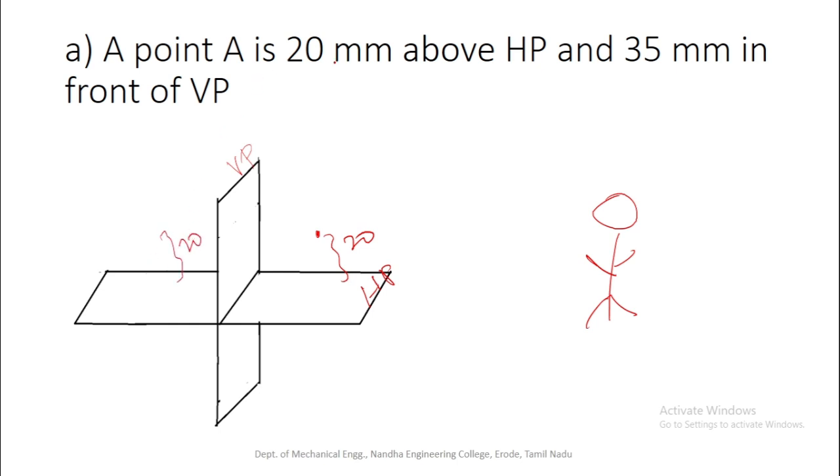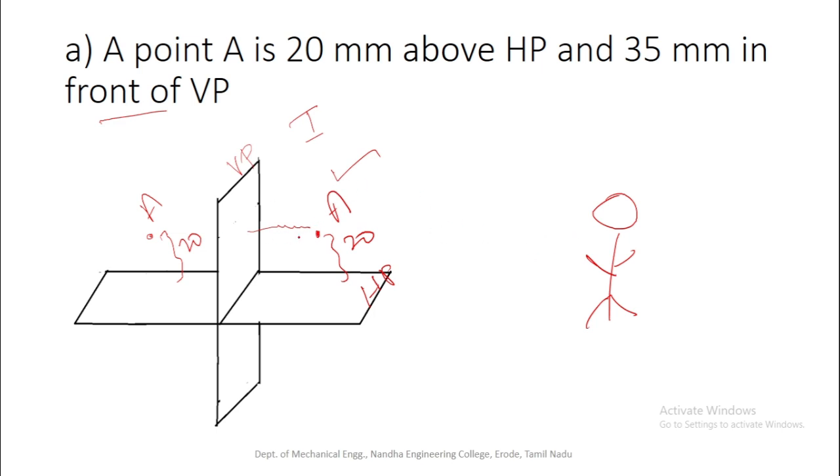So according to the first statement, the point A may be either in the first quadrant or in the second quadrant. But the second position is, the point A is 35 mm in front of VP. So here the point A is some distance in front of VP. So this is the position of the given point. If the same point A is in the second quadrant, definitely they will give the point A is some distance behind the VP. But here some distance in front of VP is given, so definitely the position of the object is in the first quadrant only. So this is the correct one.